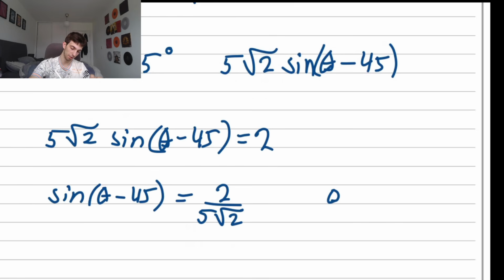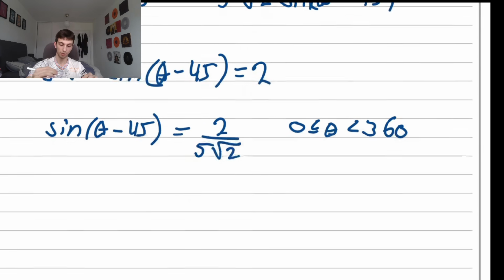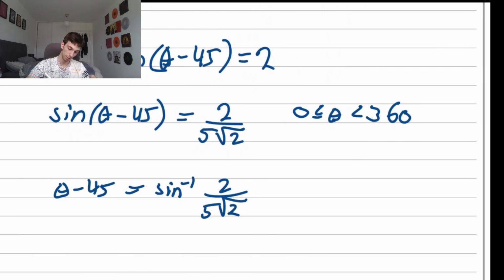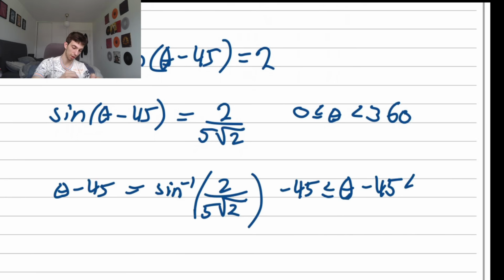Now remember, what is our restriction on theta? Theta must be larger than or equal to 0, less than 360. So we have theta minus 45 equal to the inverse sine of 2 over 5 root 2. But remember, we're now solving for theta minus 45, so what's the range of values we can accept? Well, we have to take away 45 from both sides. So we have minus 45, and then 360 minus 45 is 315.